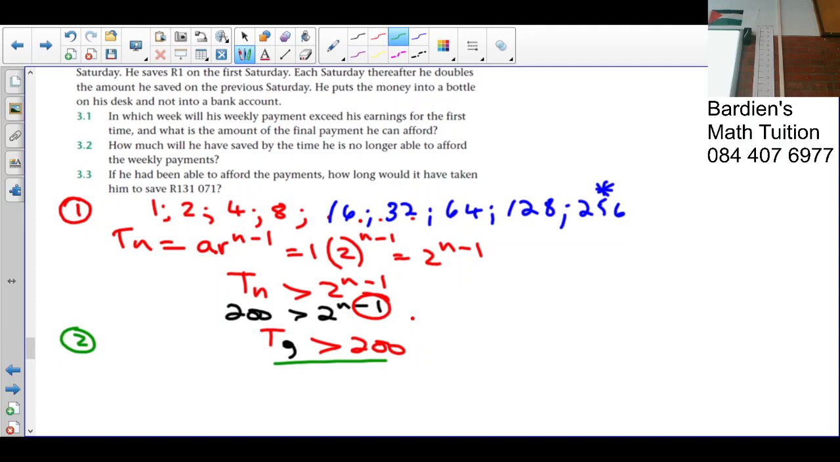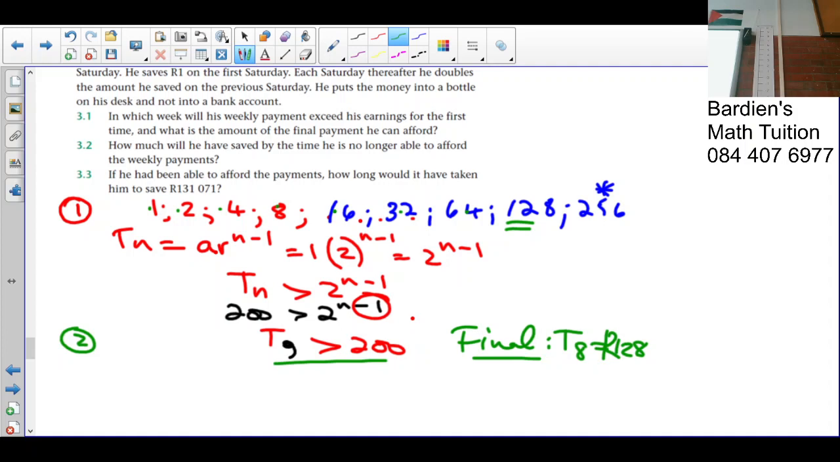Okay. And what is the amount of the final payment he can afford? So the final payment he can afford is what? 128. This is in week 8. Not so? 1, 2, 3, 4, 5, 6, 7, 8. In week 8, which is 128. Okay. There's 2 parts to that question.